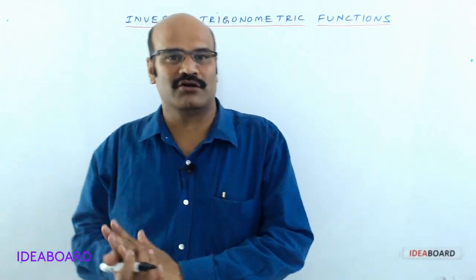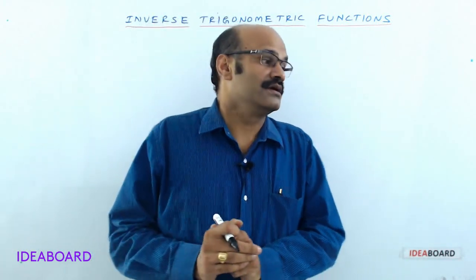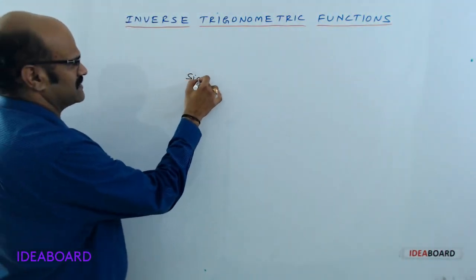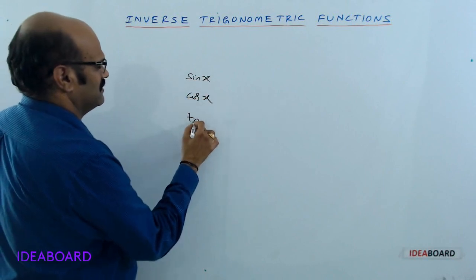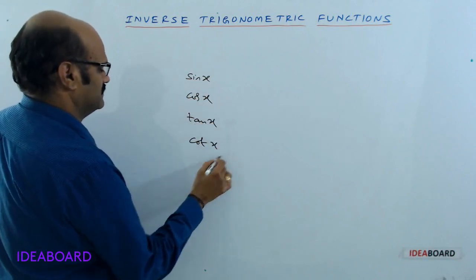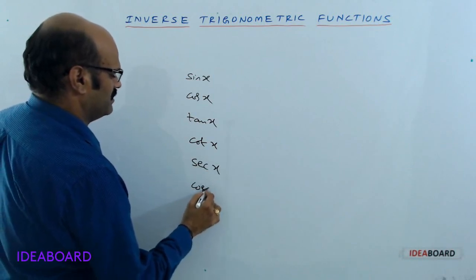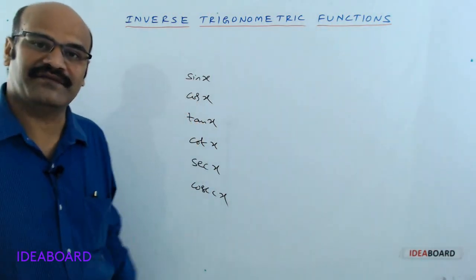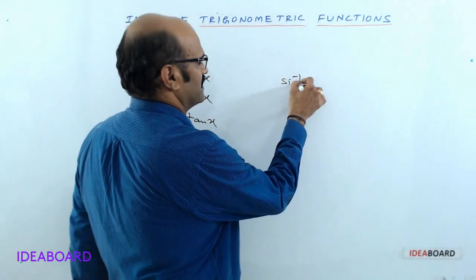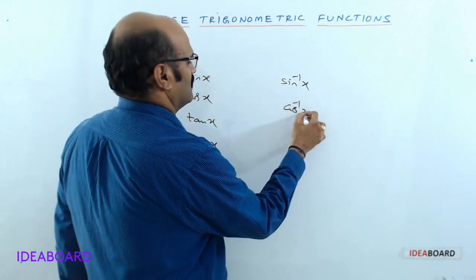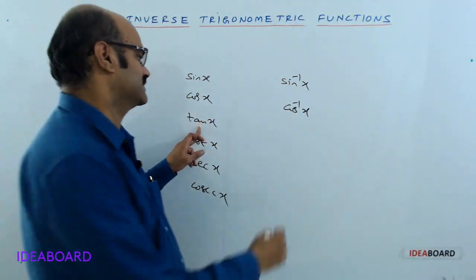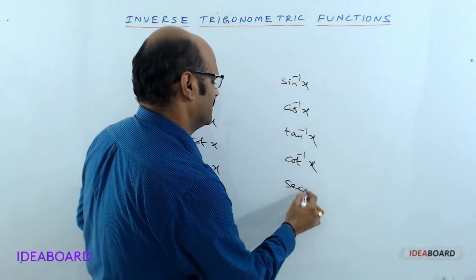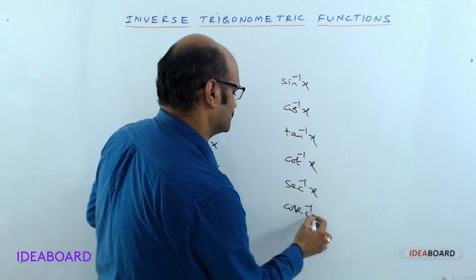Today I am going to teach the topic inverse trigonometric functions. There are six trigonometric functions. They are sin x, cos x, tan x, cot x, secant x and cosecant x. The inverse of the sin function is denoted by sin inverse x, and the inverse of cos x is cos inverse x, and similarly tan inverse x, cot inverse x, secant inverse x, cosecant inverse x.